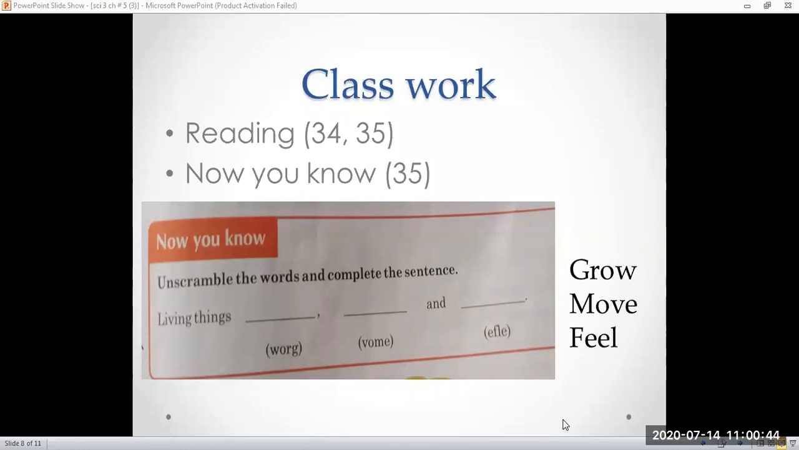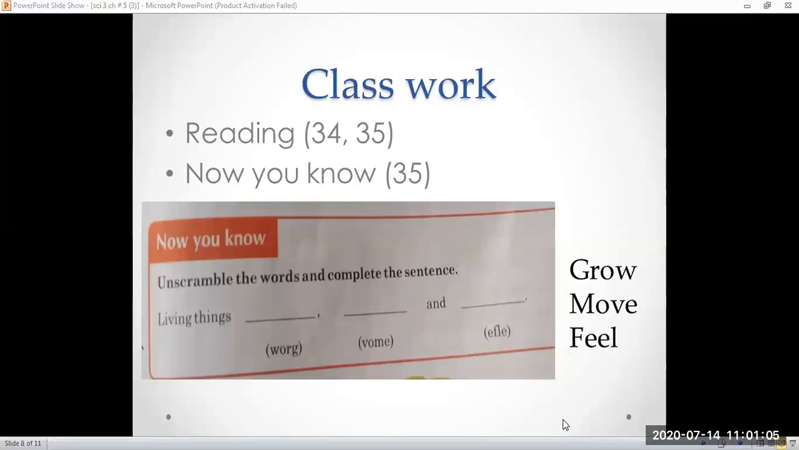Okay, thank you, Samaha. So we have read in detail and discussed all the six major characteristics of living things. All living things need food, all living things can breathe, all living things can move, they can grow, they can reproduce, and last one, they all can feel.